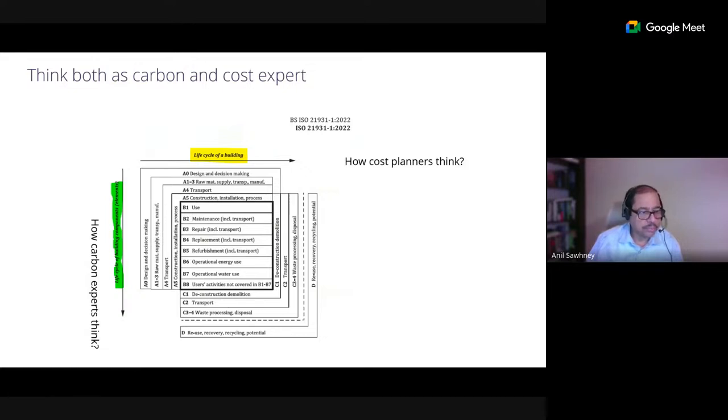So this is sort of the dimension in which you are looking at. You're looking at life cycle stages A through D for the building and A through D at the product or scale also. So you have to keep in mind that there is this bi-directional connection between how a cost planner thinks and how a carbon expert thinks.